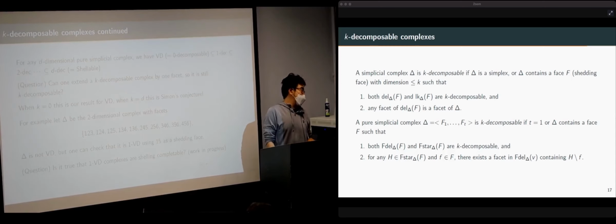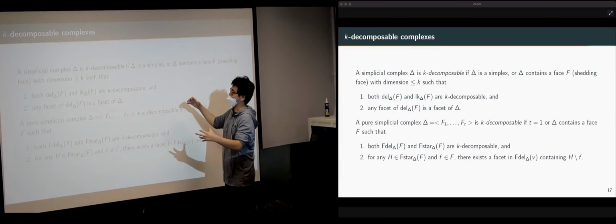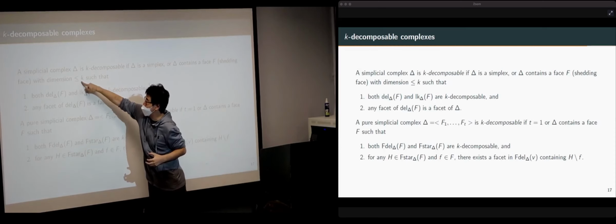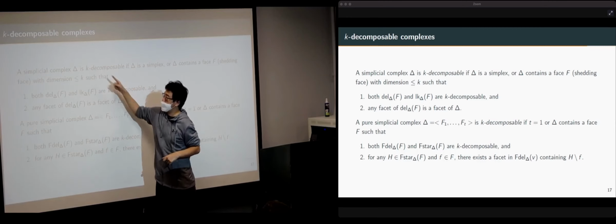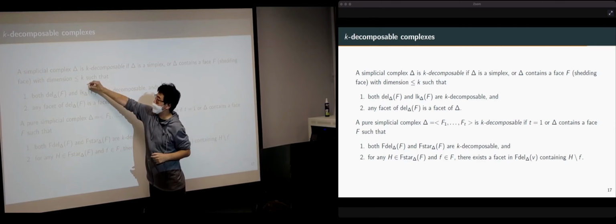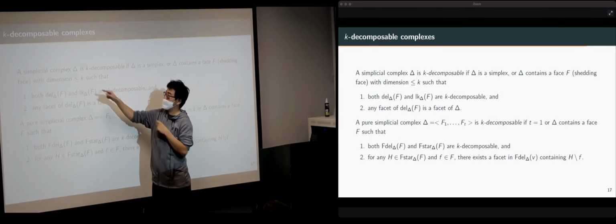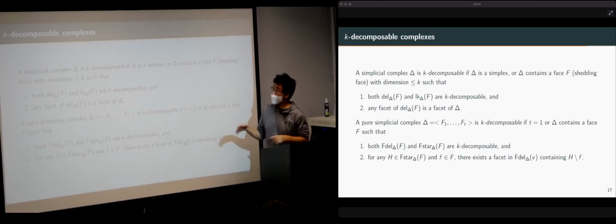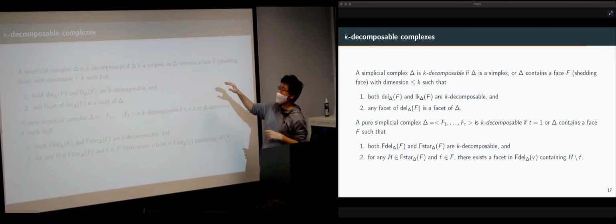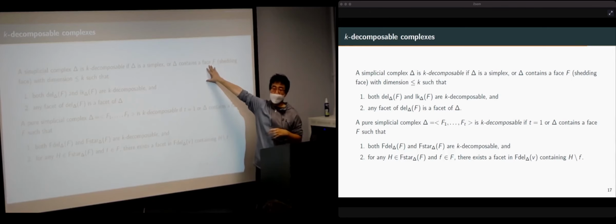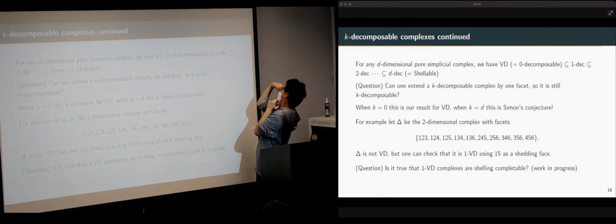Also, we get a nice chain of these classes because the bound is an upper bound coming from K. If it's 0 decomposable, the only faces you're allowed to use to decompose are the vertices. But for 1 decomposable, the faces that you're now allowed to use are the vertices and edges. So just from the definition, I hope it's very clear that K decomposable is a subclass of K plus 1 decomposable. Is that okay? So we get a nice chain of subclasses.